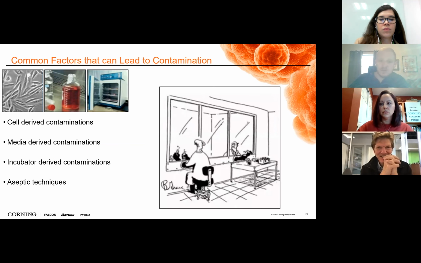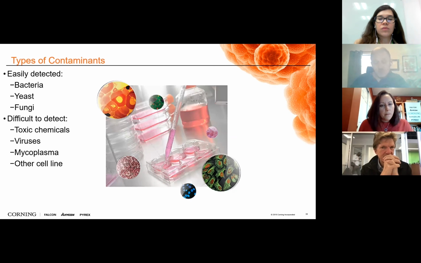So the first are cell-derived contaminants. The second is media-derived contaminants, contaminants from the environment, such as the incubator, and then lastly our aseptic technique. And we'll talk about those in more detail throughout the rest of the talk here.